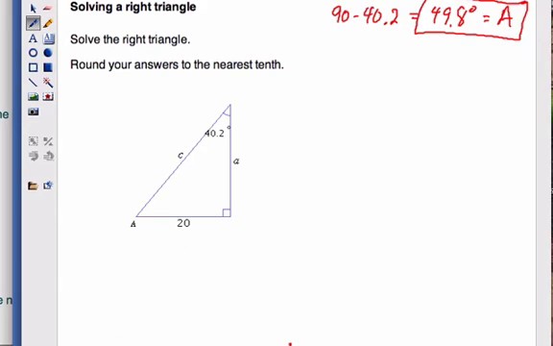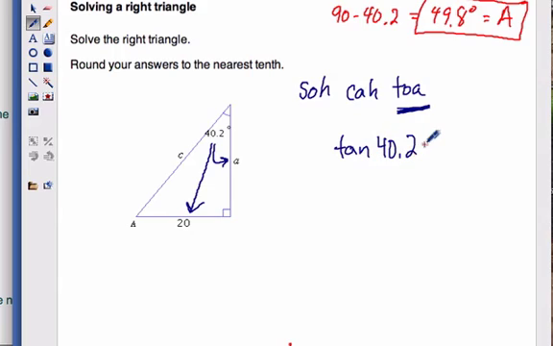Okay, now let's go ahead and calculate side A. So side A is adjacent to this angle, and we also were given the opposite side length. So let's see, let's write this out. So SOH CAH TOA, and here we have the adjacent and the opposite side, and so that's going to be tangent. So I'm going to set up a tangent equation. Tangent of 40.2 equals the side opposite, which is 20, over the side adjacent, which is A.